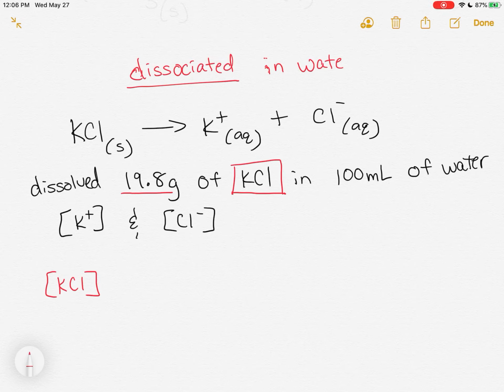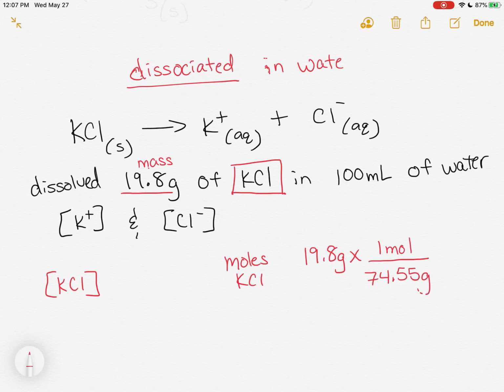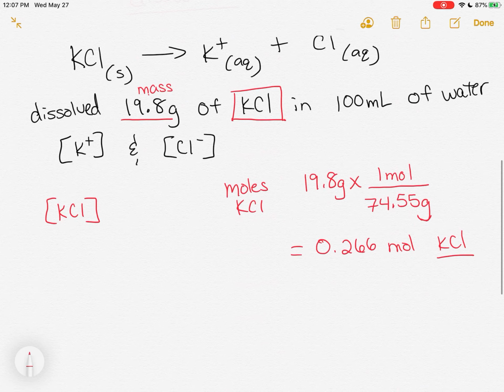So for our concentration of potassium chloride, we're first going to have to go from the mass into moles. We want to find the moles of potassium chloride. So we're going to use our 19.8 grams of potassium chloride and convert that into moles. 1 mole of potassium chloride is 74.55 grams, which, again, is just our molar mass. And that's going to give us 0.266 moles. And remember, that's potassium chloride.